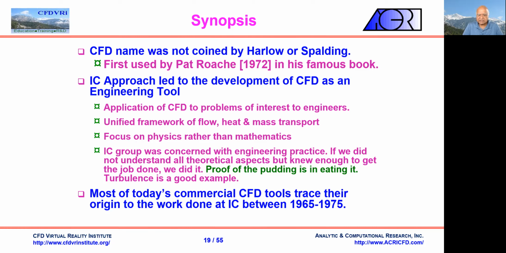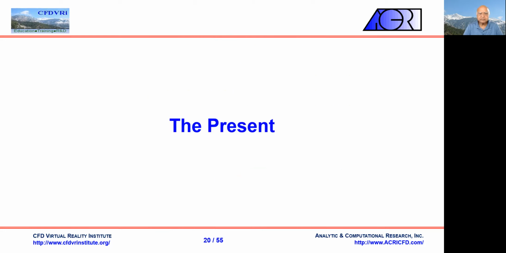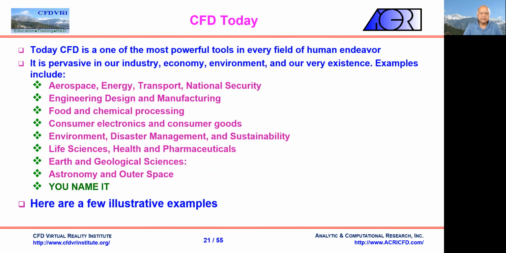If we did not understand all the theory that was behind something, such as behind turbulence, but we knew enough to get the work done, we did it on the belief that the proof of the pudding is in eating it. And so we could use an approximate model. Today's commercial codes, as I said, trace their origin to the work done at Imperial College. Let's look at the present.